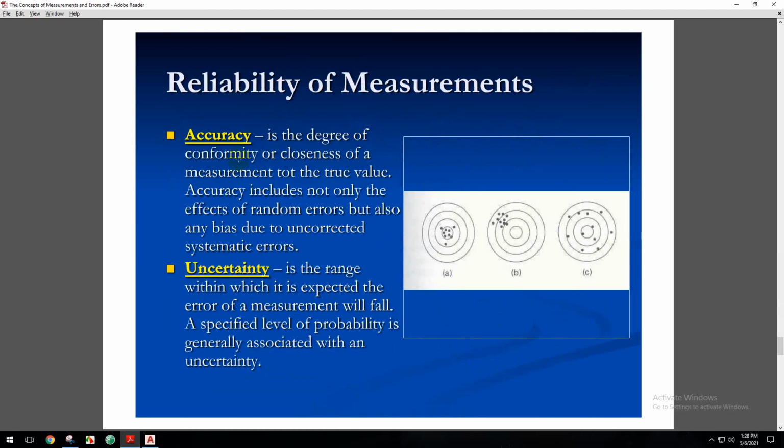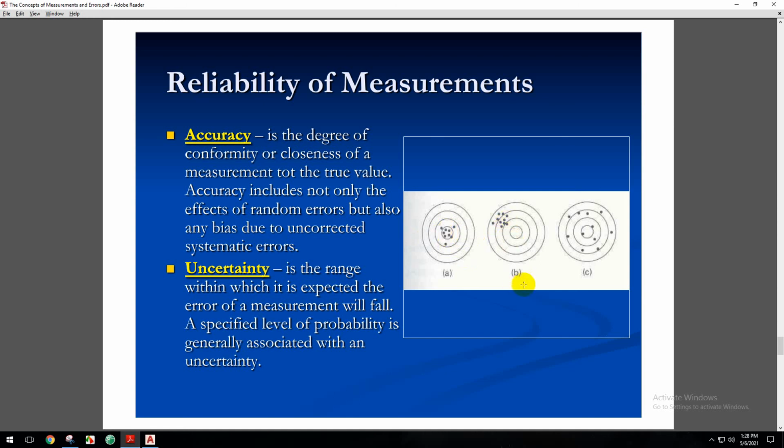Accuracy is the degree of conformity or closeness of a measurement to the true value. So accuracy includes not only the effects of random errors but also any bias due to corrected systematic errors. This is best represented with a dart diagram. So this one is accurate, because your true value is the bullseye, right? Since your data or measured values are close to the bullseye, it is accurate.